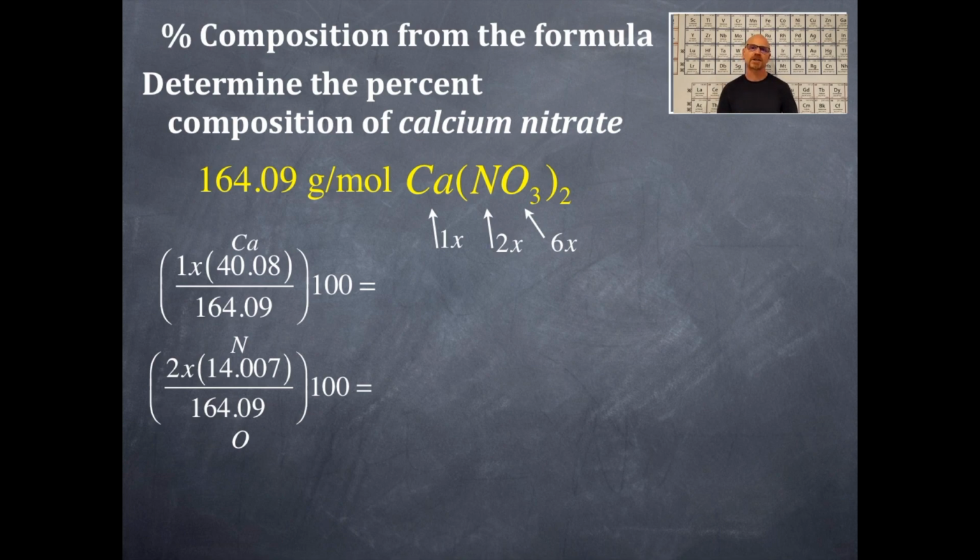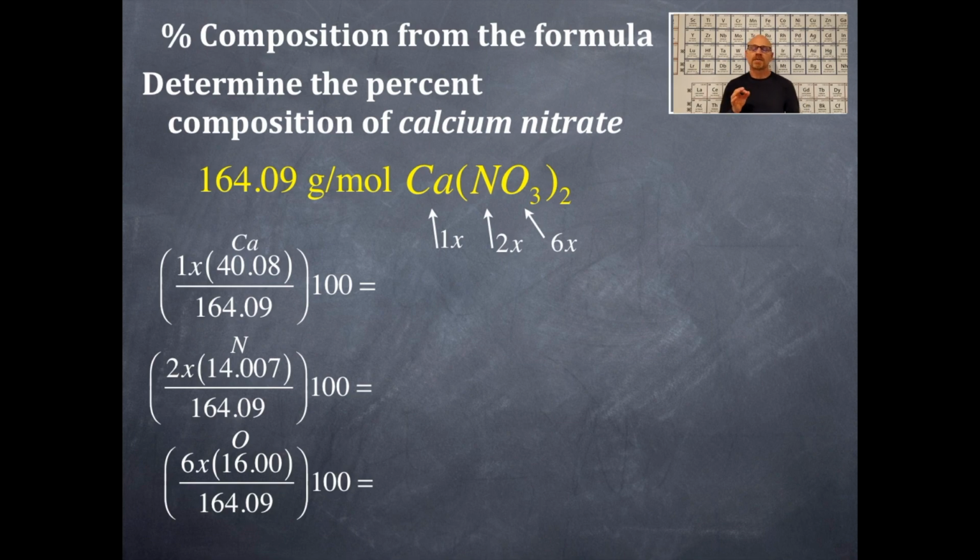The next thing I want to do is get the percentage of oxygen. And how many oxygens are there? 6. I'm going to multiply the molar mass of oxygen that's on the periodic table times 6. That is my numerator term. My denominator term is the molar mass of the entire compound. That's the 164.09, and I'm going to also multiply this by 100, and so I get a percentage.